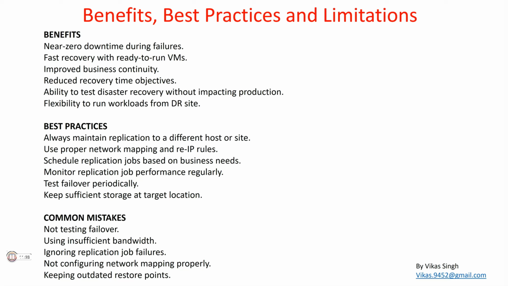Common mistakes: not testing the failover. If you have put the replication in place and have not tested it, there is no guarantee you will be able to recover when it's needed. Insufficient bandwidth: if you are replicating your virtual machines, make sure you have enough bandwidth available on the network. Ignoring job failures: if you have a failure in the job, you should not take it lightly. Incorrect network mapping rules, and keeping outdated restore points for your infrastructure.